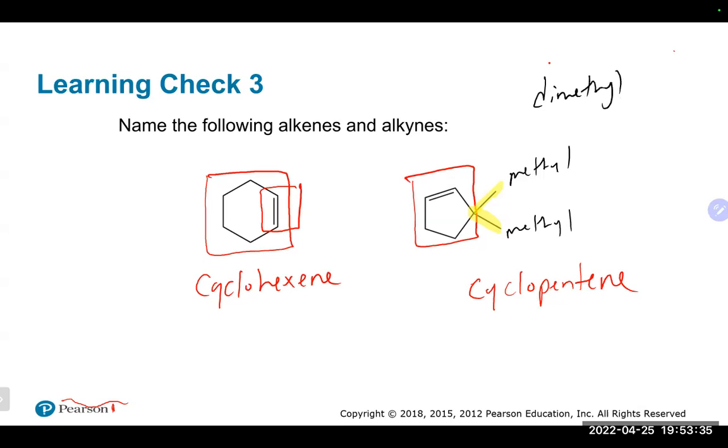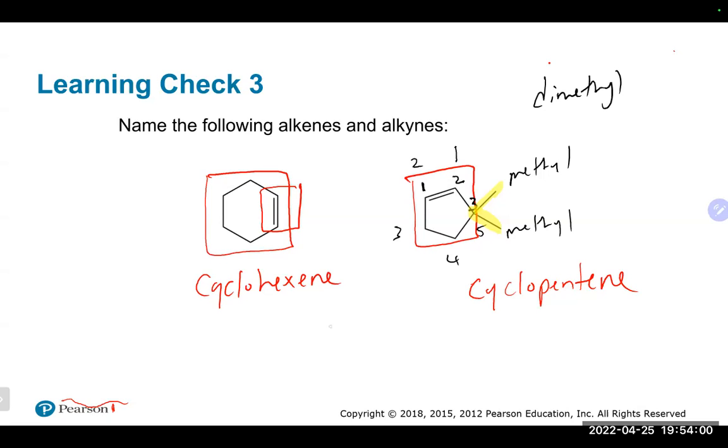Need to give the location of it. So this would be carbon number 1. That would be carbon number 2. And that would be carbon number 3. Your other option would have been to start over here at carbon number 1, carbon number 2, carbon number 3, 4, and 5, which is obviously bigger numbers.